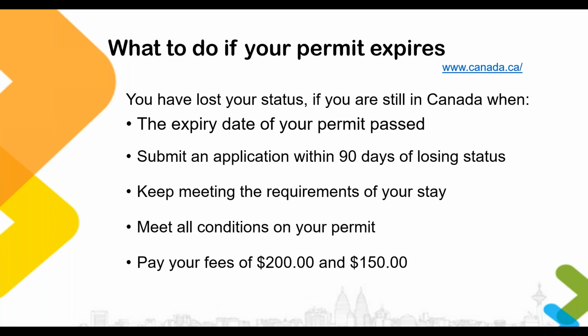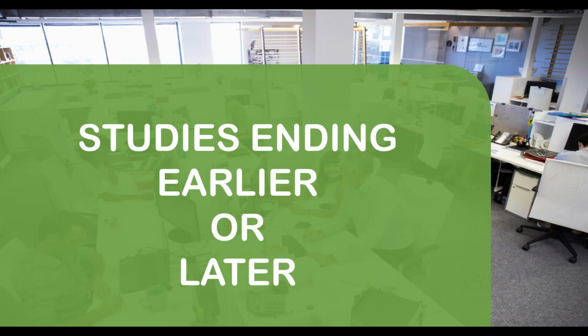On the application that you complete, you must clearly and completely explain how and why you lost your status. There's no guarantee, like I said initially, that the application will be accepted. You may stay in Canada while Citizenship and Immigration Canada makes that decision. Now, if you want to get more information on that, please feel free to visit www.canada.ca, where you will find a lot more information on applying once your status has been disrupted.